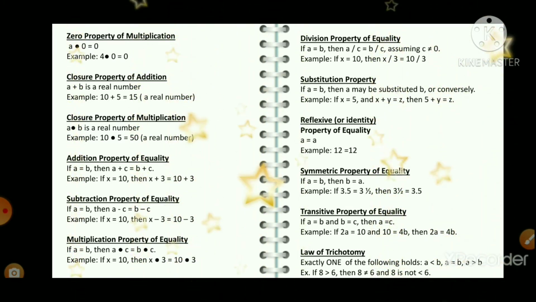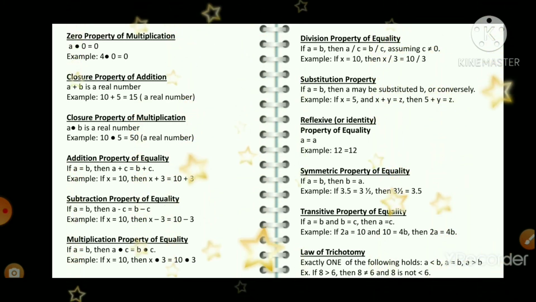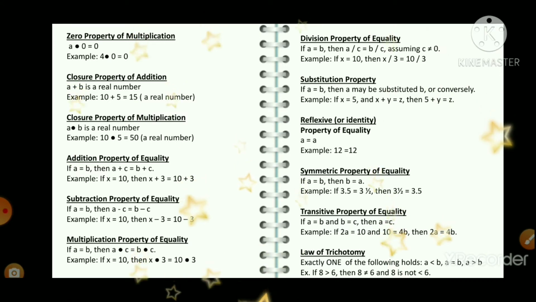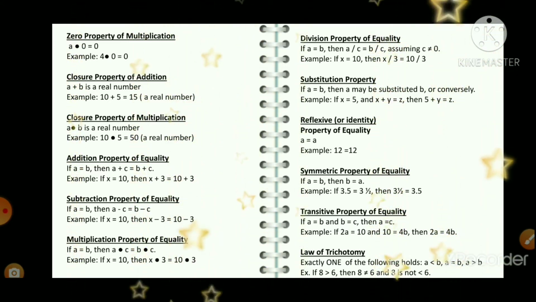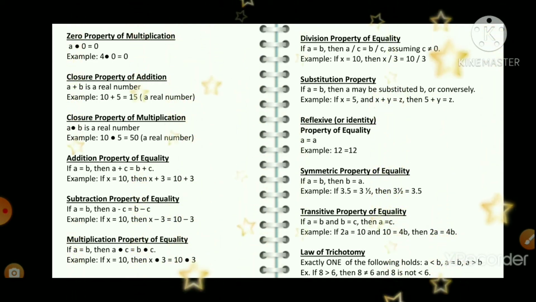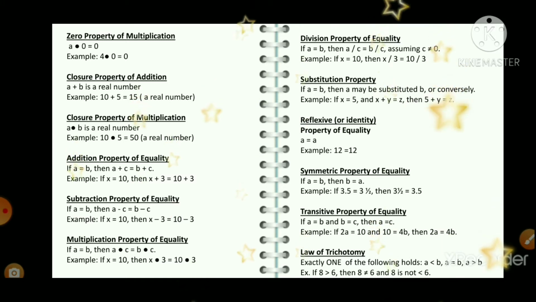Next, subtraction property of equality. If A is equal to B, then A minus C is equal to B minus C. Example, if X is equal to 10, then X minus 3 is equal to 10 minus 3. Same idea as the addition property of equality.